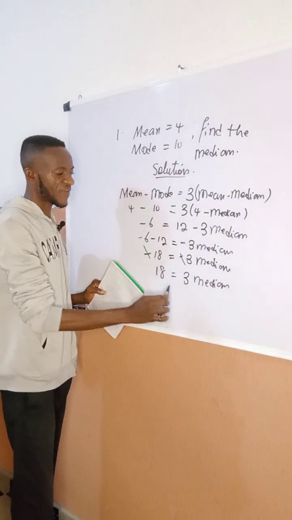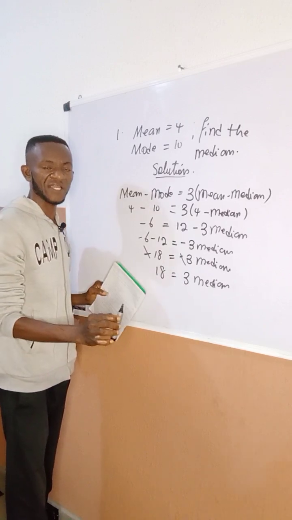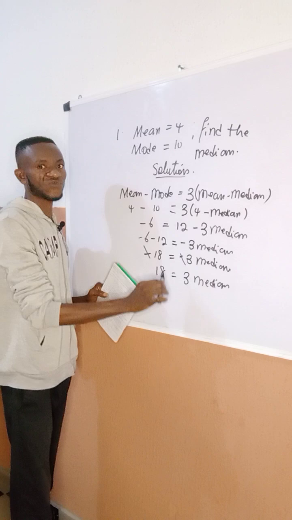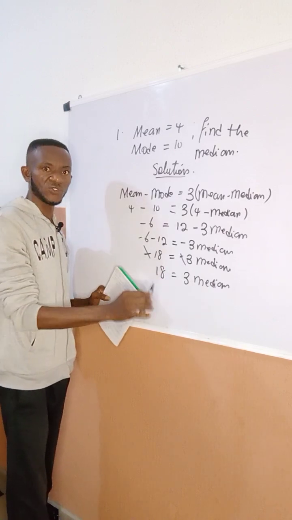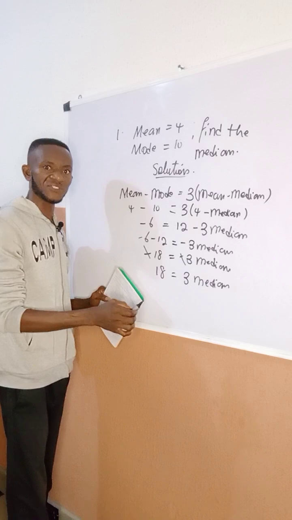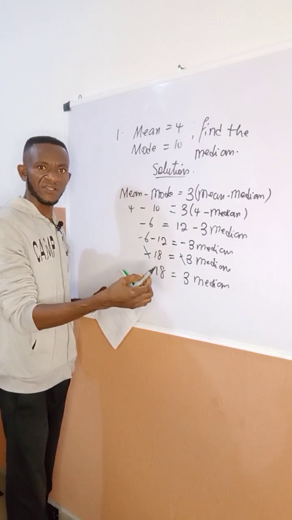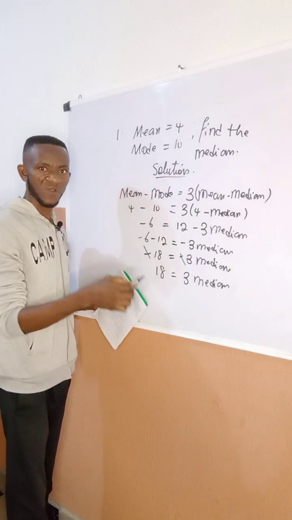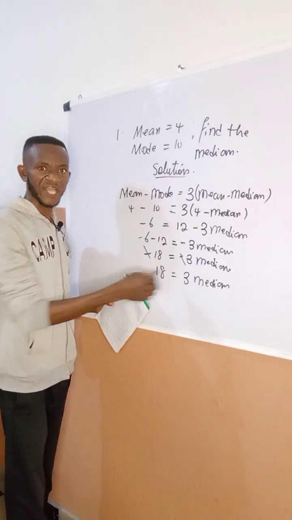We weren't asked to find the value of 3 median. Instead, we are asked to find the value of median. So we must try to make median stand all alone. By doing that, we are going to divide both sides of the equation by the coefficient of the median. The coefficient is the number that stands before a letter or before a number.